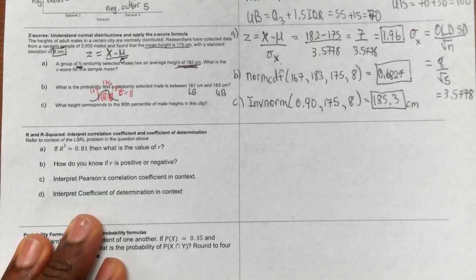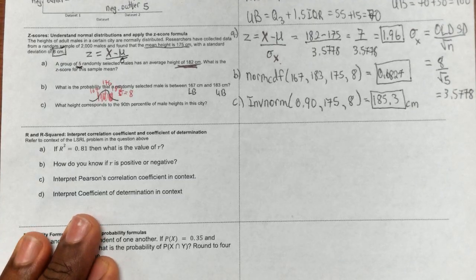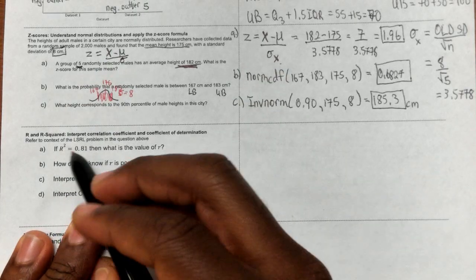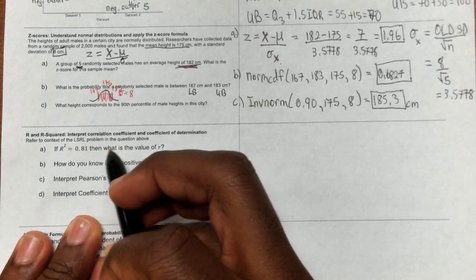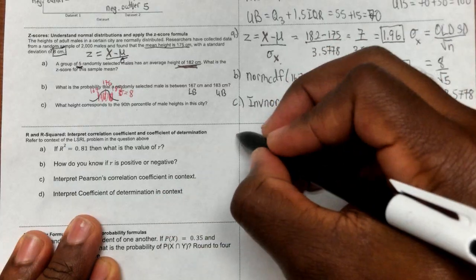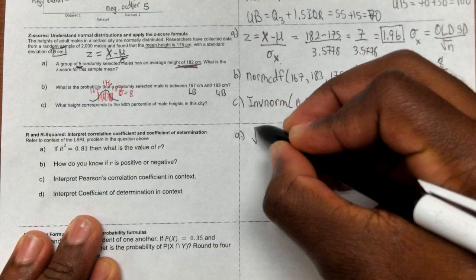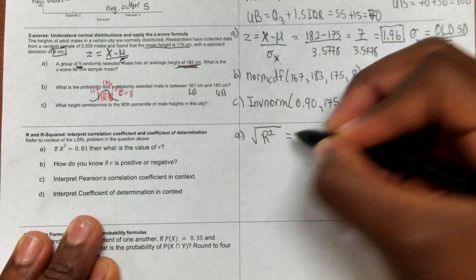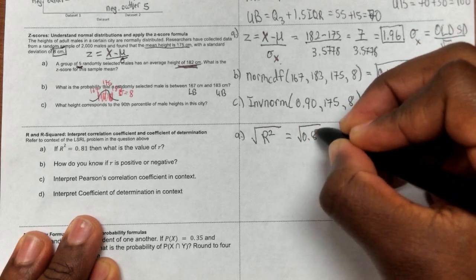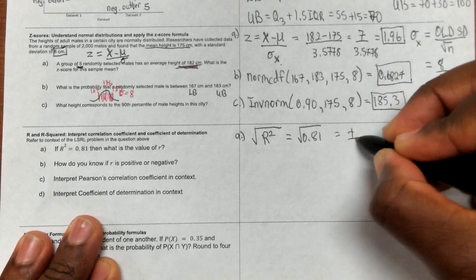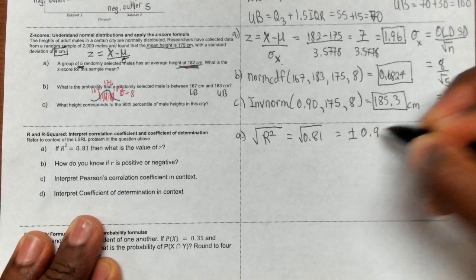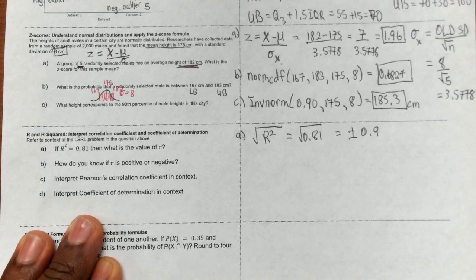The next question says, refer to the context of the LSRL problem in the question before. If r squared is equal to 0.81, then what is the value of r? That's pretty easy to find because all you need to do is take the square root of r squared. So the square root of 0.81 will give me plus or minus 0.9.